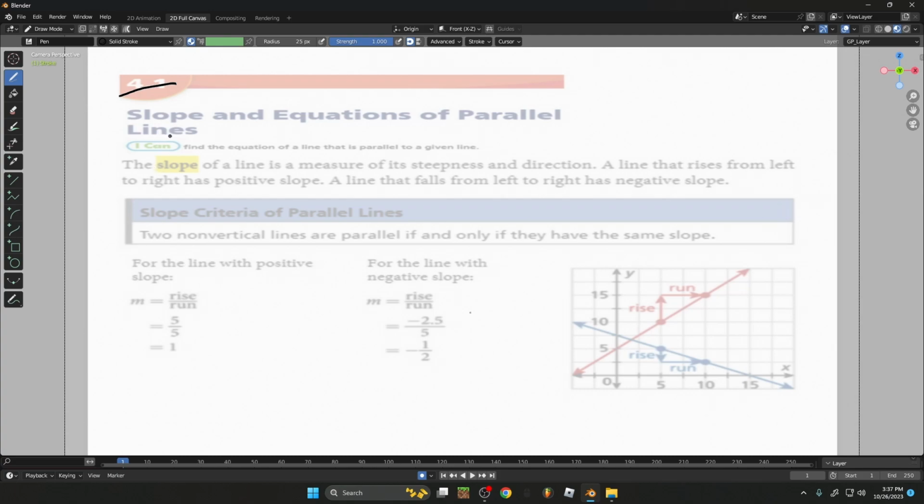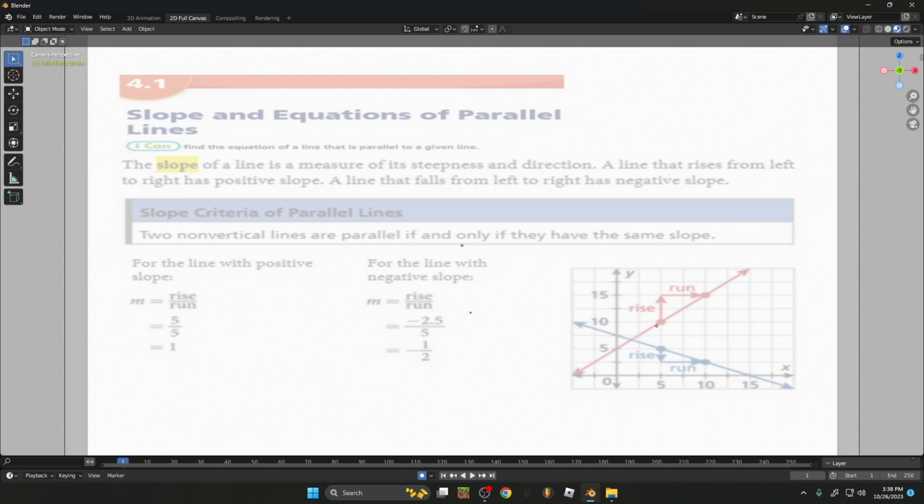Alright, slope and equations of parallel lines. Slope basically measures how steep it is, right? That's it, all you need to know. The steepness is a relation between how far up it goes to how far it goes. A positive slope, see here in this example, is rise over run.